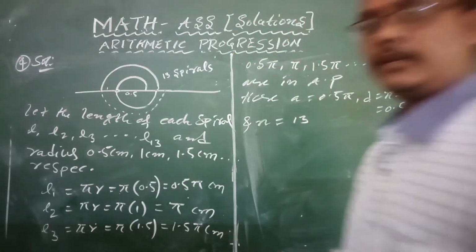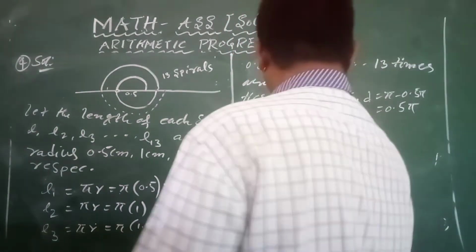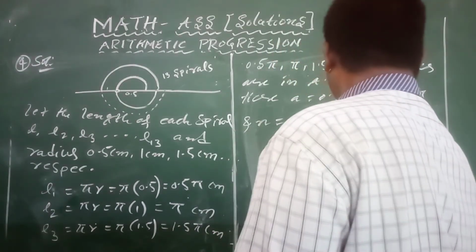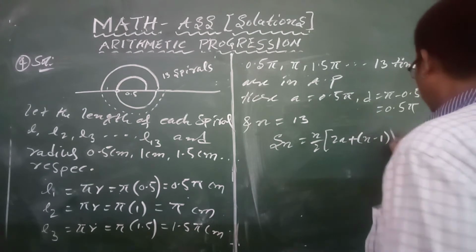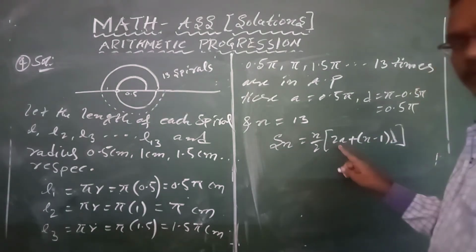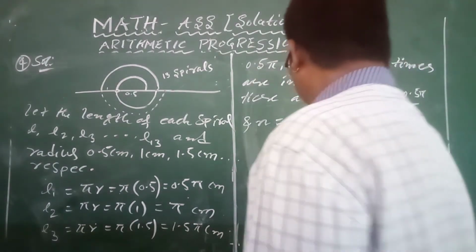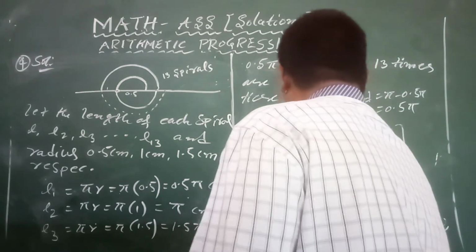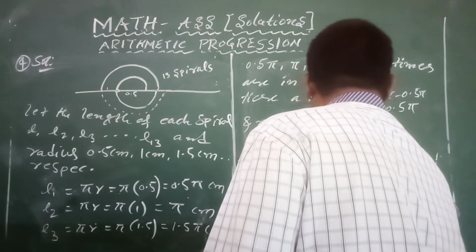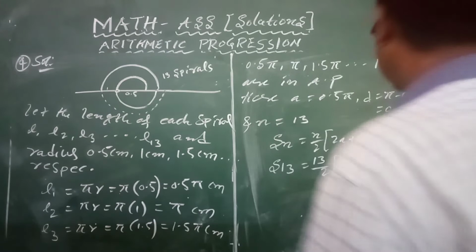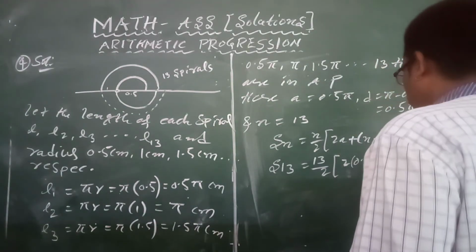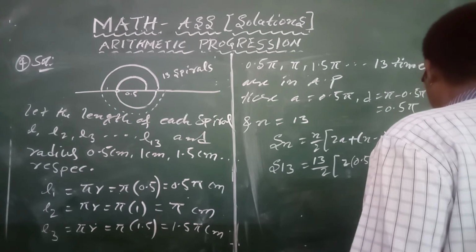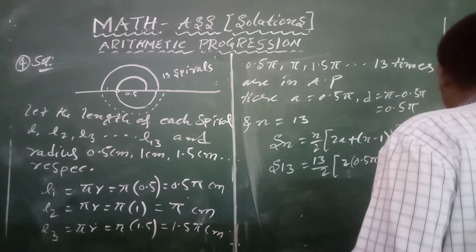So here the last term an is not given, so you can use Sn is equal to n by 2 of (2a plus (n minus 1) d). If an were given, you could use the a plus l formula. Now S13 is equal to 13 by 2 of (2a, a value 0.5 pi, plus (13 minus 1) of d), d is equal to 0.5 pi.